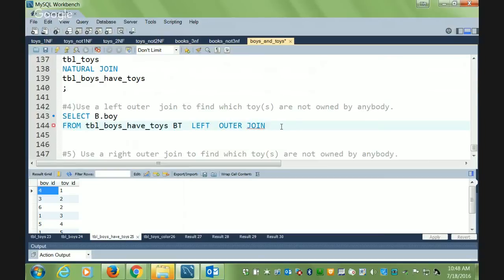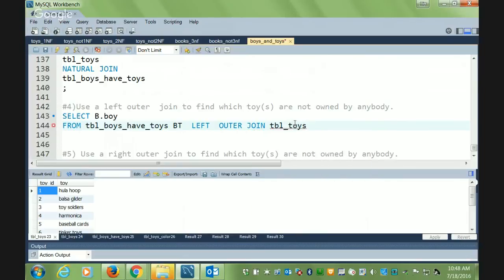Okay, what is your right table? The right table is called, this boy doesn't have a toy. So this is one table. This is the boys table. You could actually do it two ways, guys. Okay, let me show you both ways.